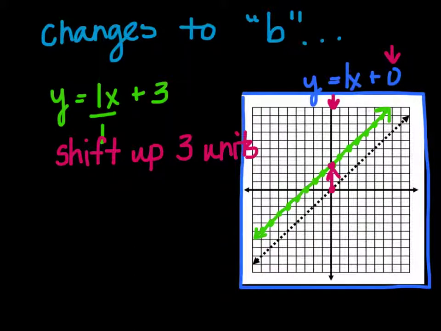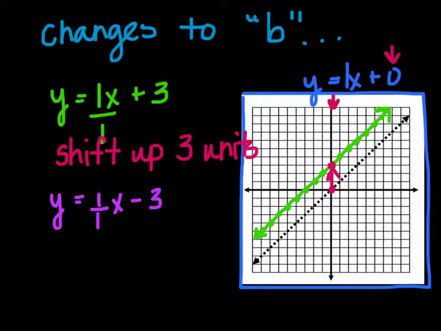Let's look at one more change in b. I looked at a positive 3. Now let's see if I change it to a negative 3, if that changes anything. So again, I'm going to leave that slope alone. I'm going to leave it 1 over 1x. And instead of a positive 3, let's make it a negative 3.